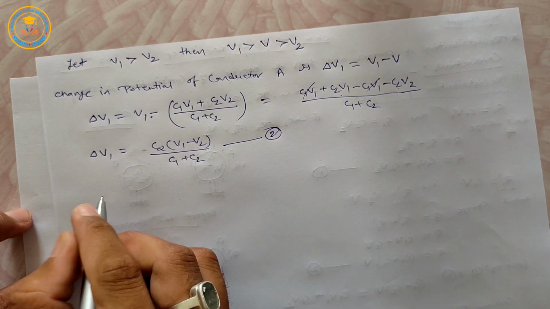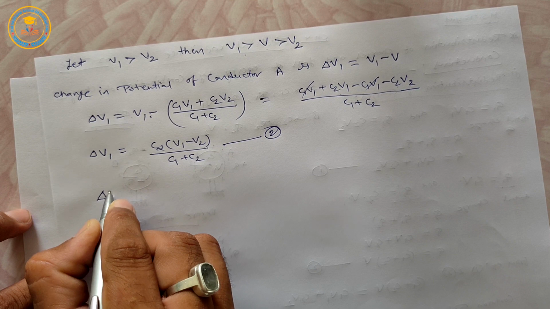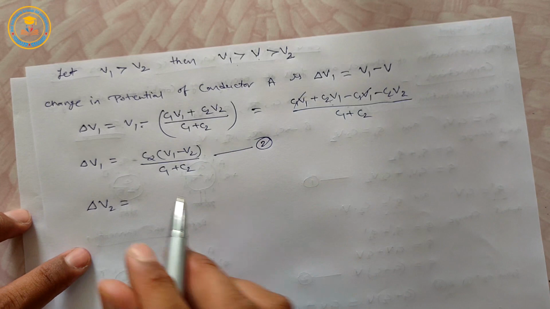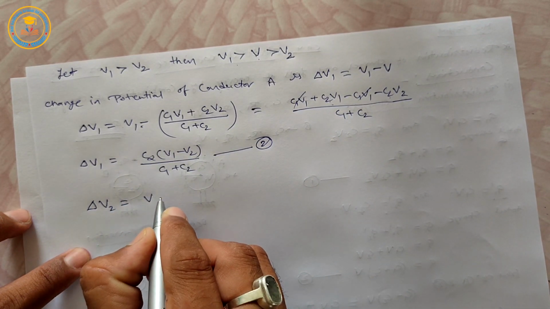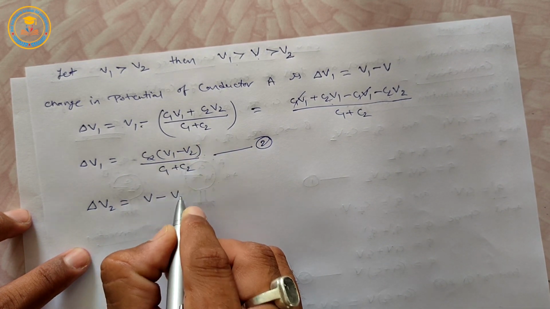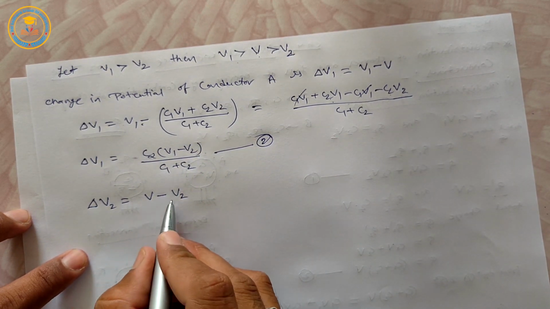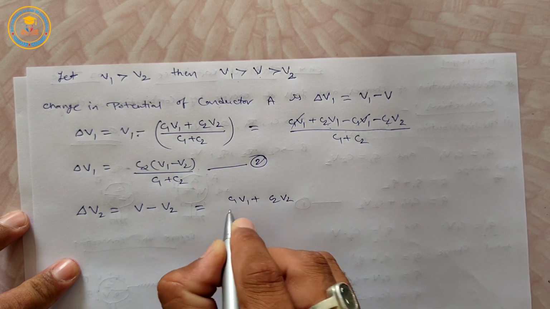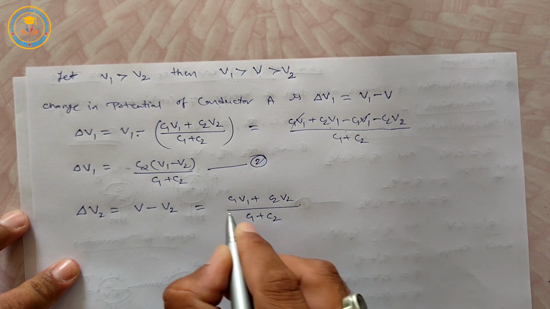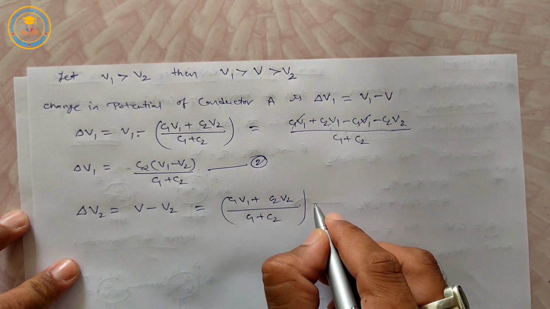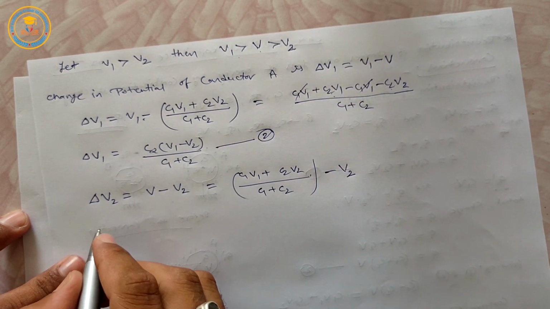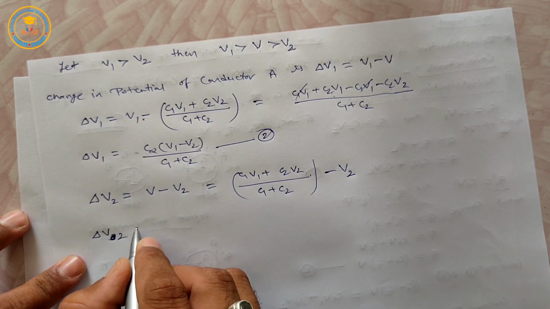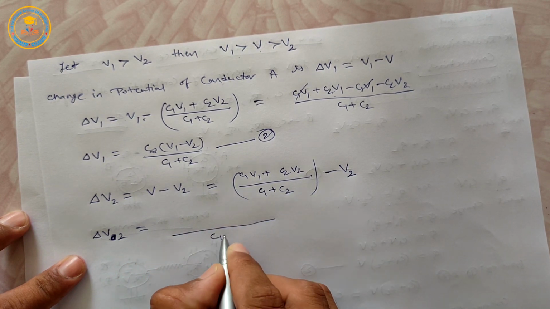Now the change in potential of conductor B, which is del V2, is equal to, here V is greater than V2, so del V2 is equal to high potential minus low potential. Put the value of V again, (C1 V1 plus C2 V2) upon (C1 plus C2). This is the value of the common potential V, minus V2. Again we take the LCM of this equation, then we get del V2 is equal to the LCM, C1 plus C2.